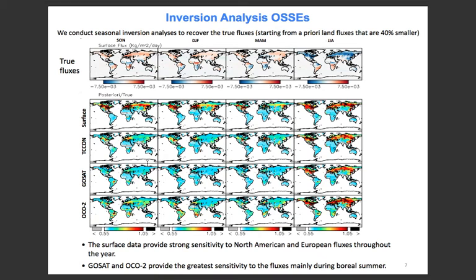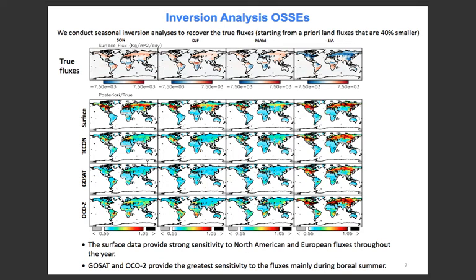So where you see blue colors, that's about 0.6. That means you're really just getting back the prior. There's no sensitivity there, no information coming in from the data. And where you see red colors close to 1, you're retrieving the true fluxes. So for the surface network, you can see over the seasonal cycle, you're really pulling out the North American and European fluxes fairly well. But you have very little sensitivity in the tropics and southern hemisphere.